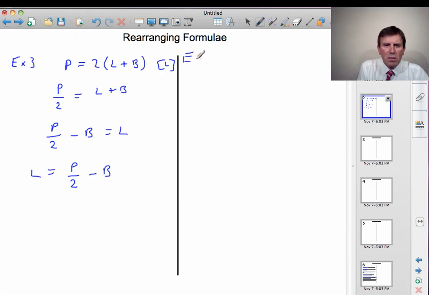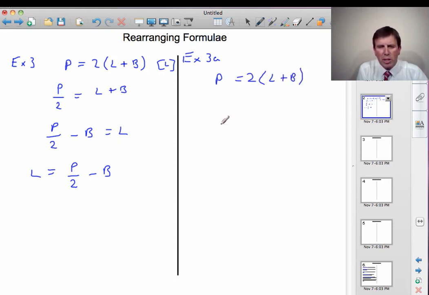Let's have a look at this particular formula again. I'll call this one 3a. So we begin again with P equals 2(L plus B). But this time, instead of dividing by 2, I'm going to expand the bracket. So I get P is equal to 2L plus 2B.